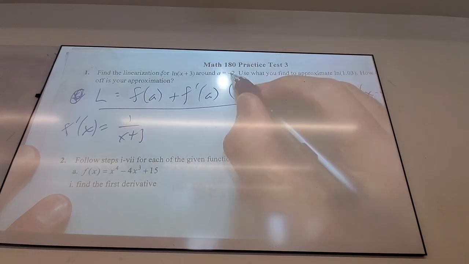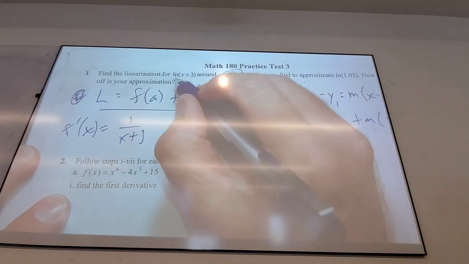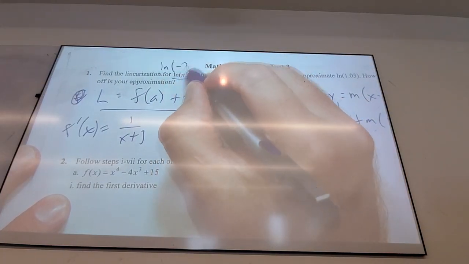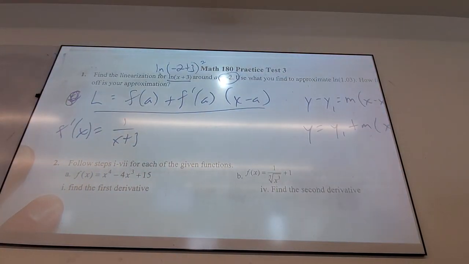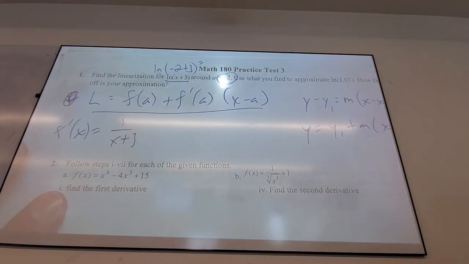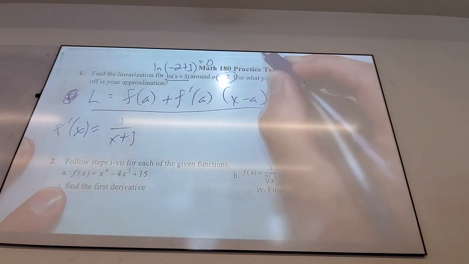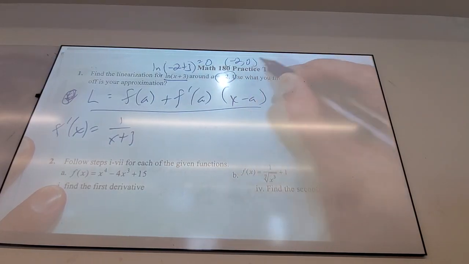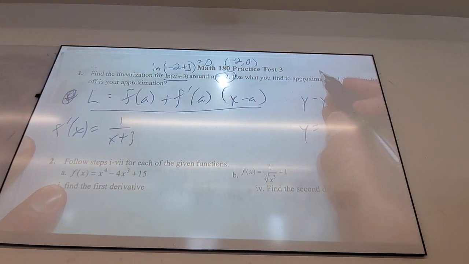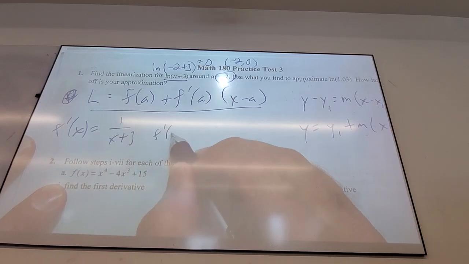So now you can plug -2 in. What do you get when you plug -2 into the function? Natural log of? No. -2 plus 3 is 1. Natural log of 1 is 0. So we know we've got the point -2, 0. That's my point. And what's my slope? What's f prime of -2?